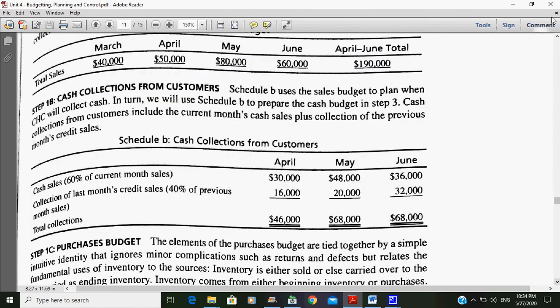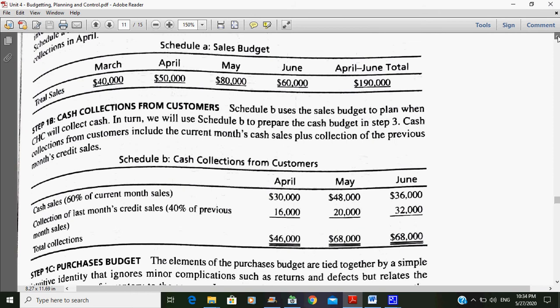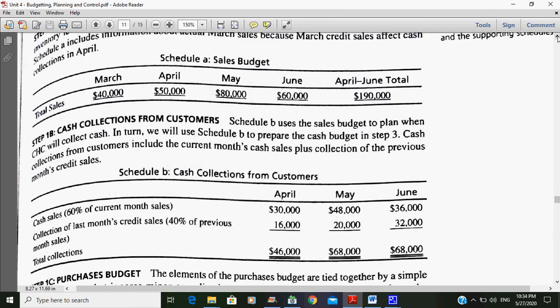Now we'll look at the cash collections from customers. Schedule B uses the sales budget to plan when CHC will collect cash. In turn, we will use Schedule B to prepare the cash budget in step 3. Now, cash collections from customers include the current month's cash sales plus the collection of the previous month's credit sales.